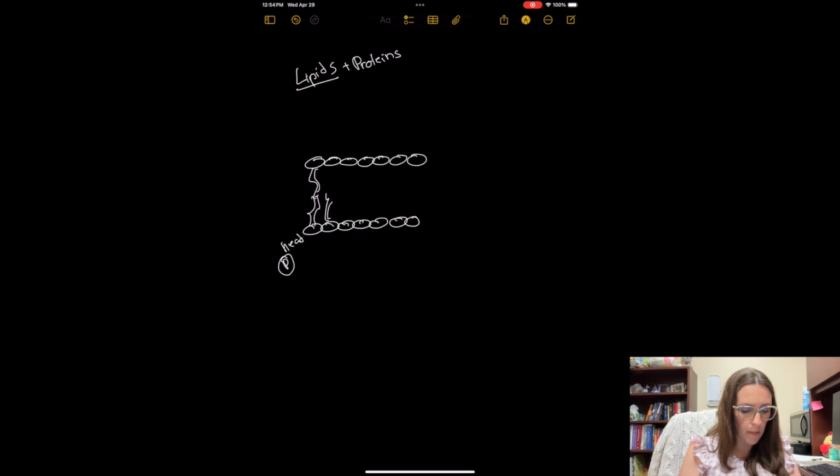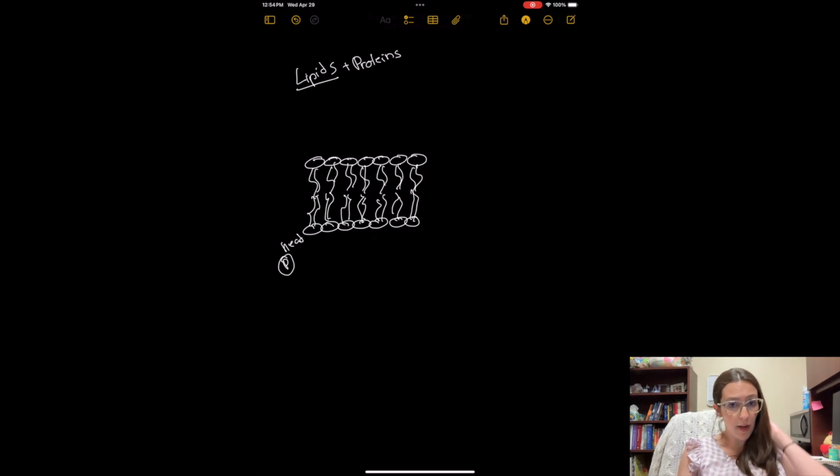And what you'll notice is it makes this bilayer, where the hydrophobic side is internal and the hydrophilic side is external, right? Because our bodies are mostly water. But again, if you're hydrophobic, you are scared of water, so you want to hide from the water. So these tails sit on the inside, and then the heads sit on the outside because they like the water.